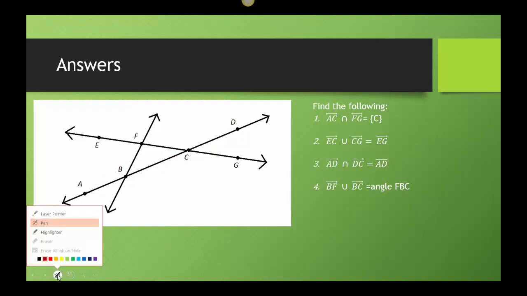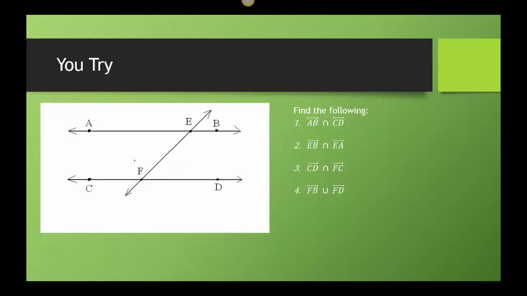All right, and then one last one. I have ray BF, so here's B, and it's going towards F. And then it says union BC, so here's B and going through C. Now this, I have two rays together, so can you see this forms an angle? And this common B would be the vertex. So my answer is the angle BFC, or we said you can say it either way, CBF, wouldn't matter.